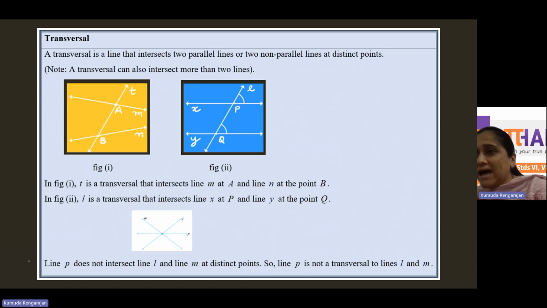When the lines are parallel and are intersected by a transversal, corresponding angles formed are equal. Alternate interior and alternate exterior angles formed are equal. Co-interior angles will add up to 180 degrees. Co-exterior angles also will add up to 180 degrees. That is the difference. Okay.